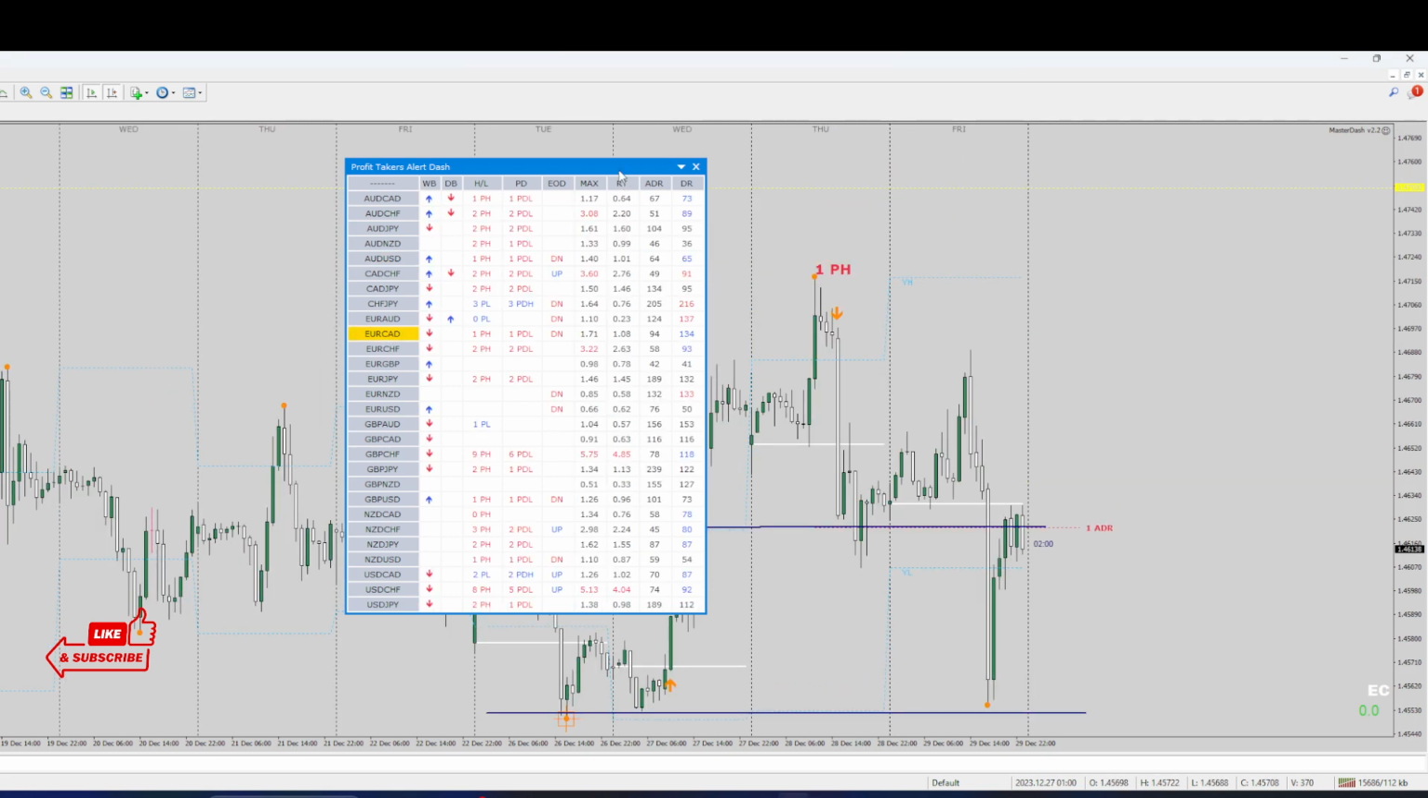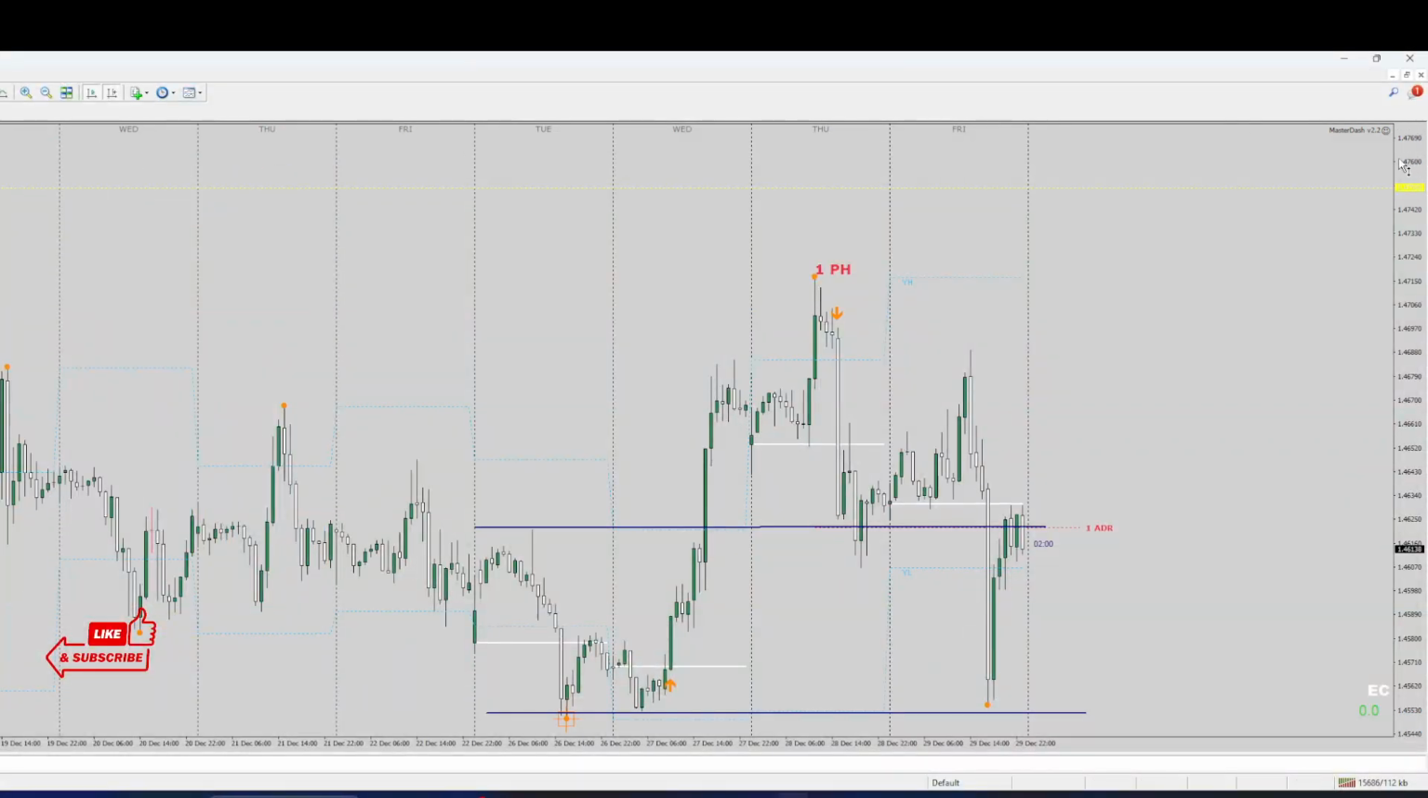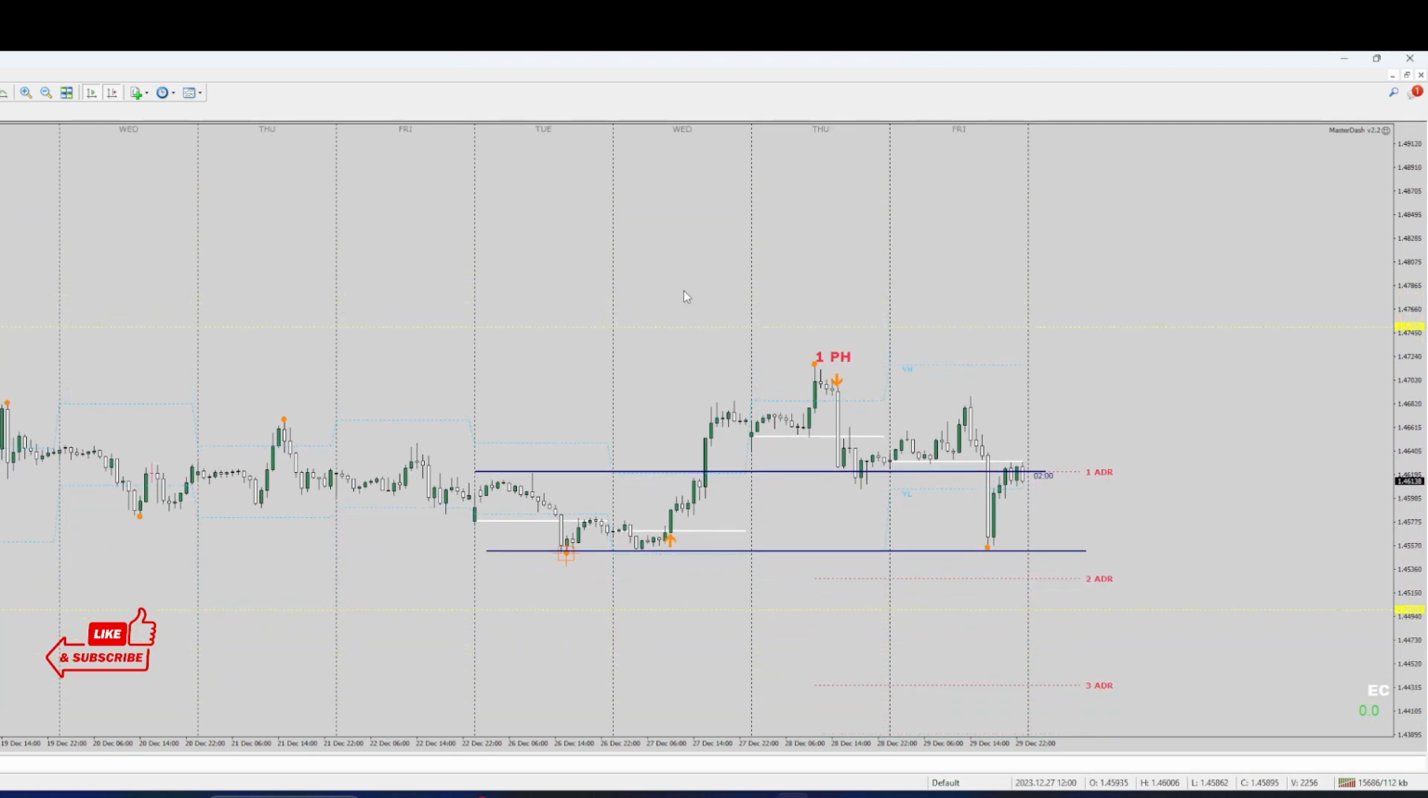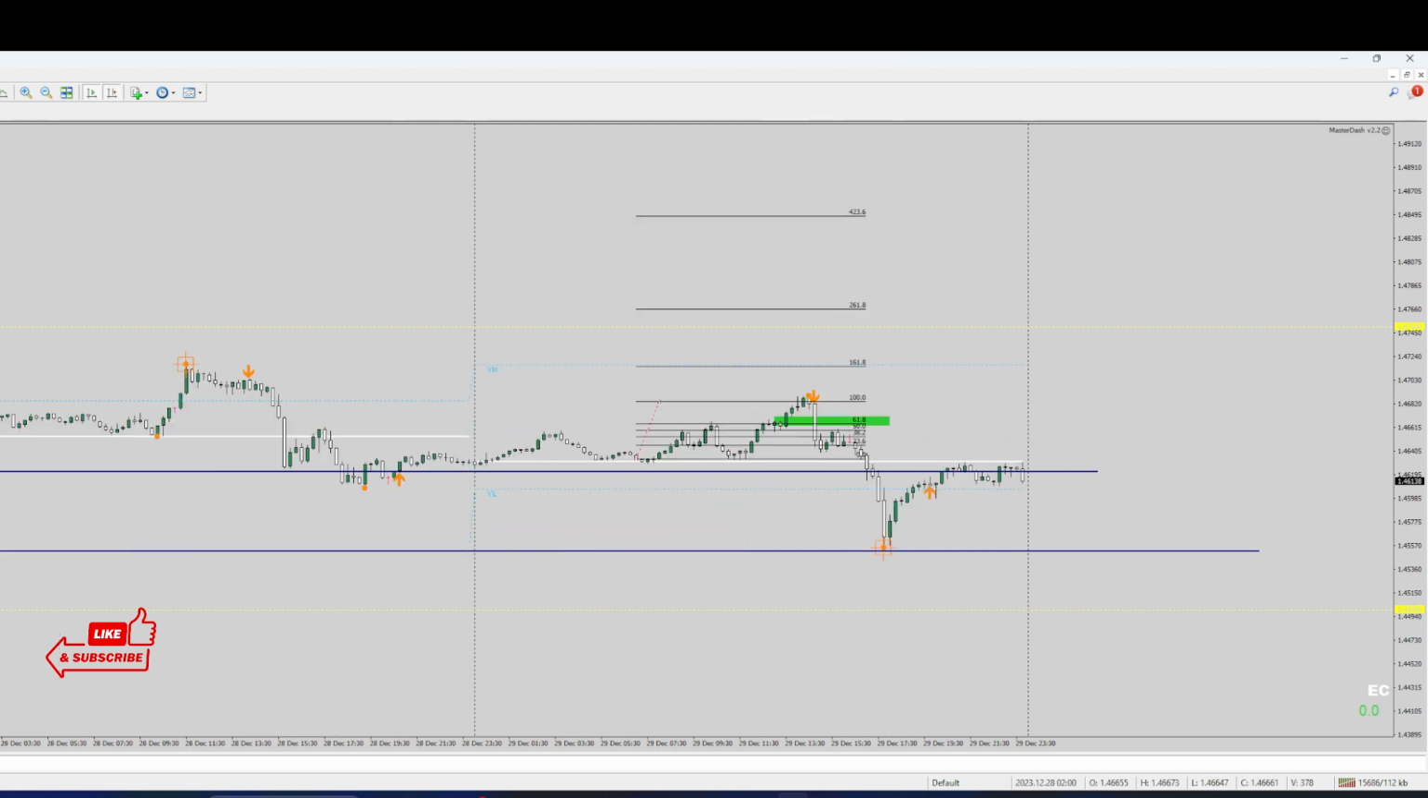Euro CAD. All right, another one. So we always want to start off with this. Entry area is around here at the retracement, 50%. That would be around your entry. If you just wanted to do your current, let's say you're trying to scale it in. Let me go down to M15.